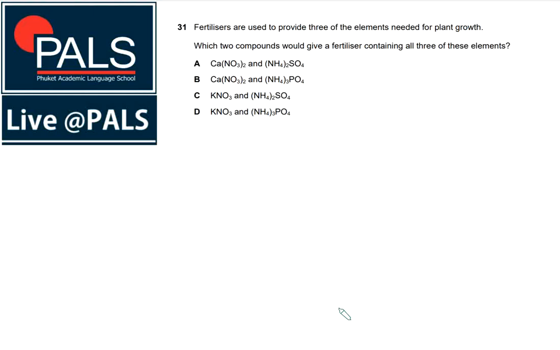Fertilizers are used to provide 3 of the elements needed for plant growth. Which 2 compounds would give a fertilizer containing all of these three elements? Actually, the macro elements needed for plant growth, we have nitrogen, potassium, phosphorus, sulfur, and magnesium. However, these elements are all found in letter D. So the correct answer for this question is letter D.